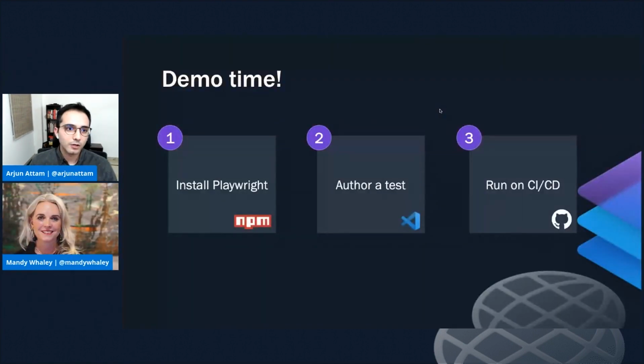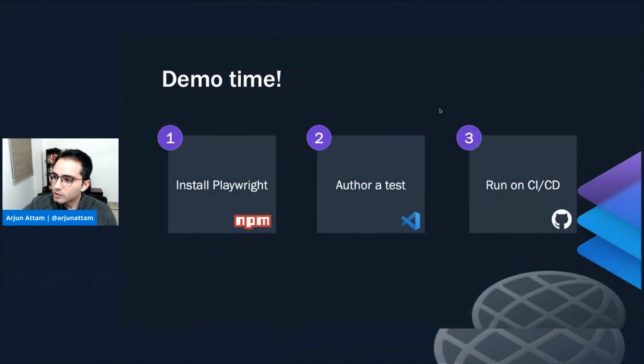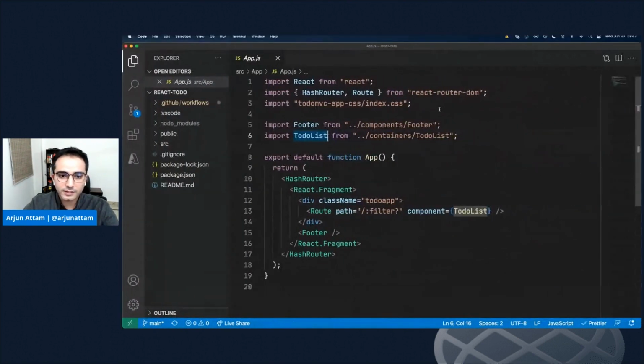Thanks, Mandy. So let's get right into it. I'm going to share my screen and show you a demo of how Playwright can work on a static web app. Just want to make sure my screen is up there, and there it is. So we're going to go through 3 broad steps in this particular demo. We'll start with setting up Playwright with NPM. We'll author a test inside Visual Studio Code, and then we'll actually deploy that test on GitHub Actions as a part of our CI/CD workflow. So let's jump right in.